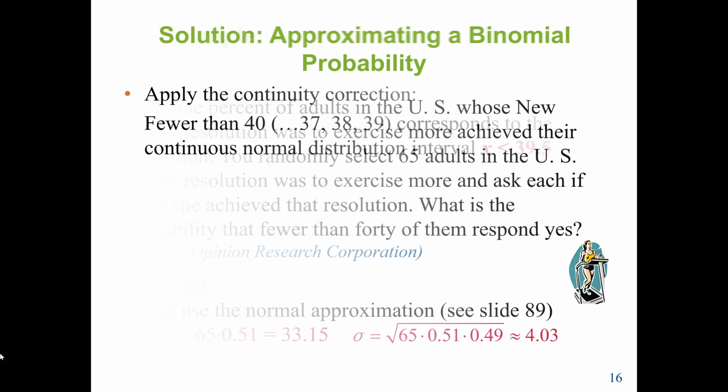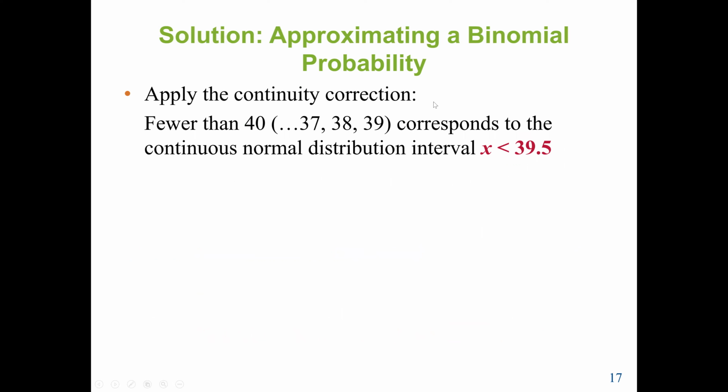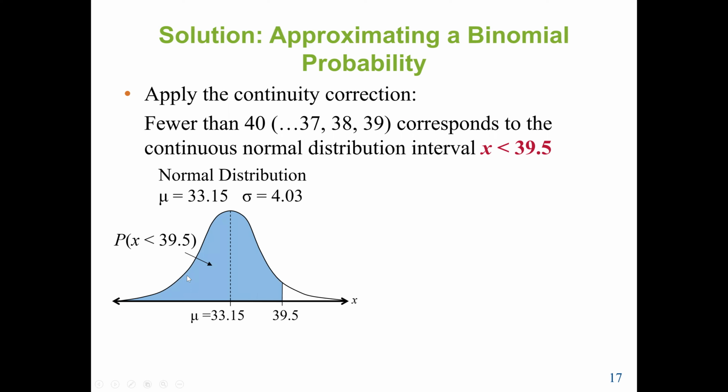Then after that, we can apply our continuity corrections. Now, fewer than 40 means we go 37, 38, 39. So we say fewer, so x should be less than 39.5. Next, we can come up with our shaded area. We know this is a normal distribution. The mean will be at the center, 33.15, and we know x is 39.5. So this will be the shaded area we are looking for.